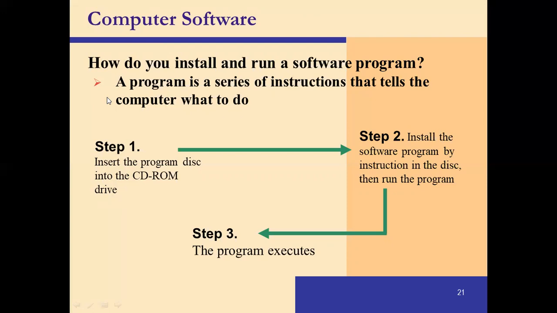Okay, there are two types of software. One is called system software, another is called application software. Basically, application software are those software that run inside your Windows.